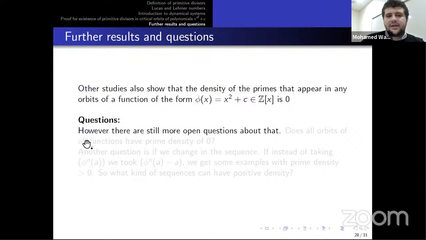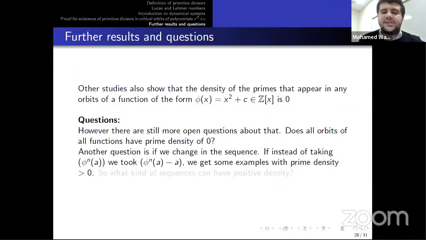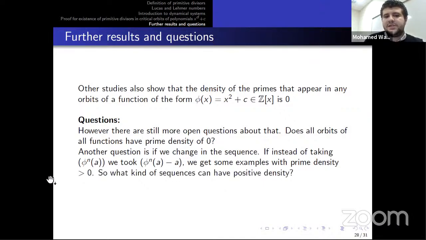So the question can come, do all orbits of all functions have prime density of 0? Another question can be, what if we change the sequence? If instead of taking phi n of a, we take phi n of a minus a, we actually have some examples with prime densities greater than 0. So what kind of sequences can have positive densities?